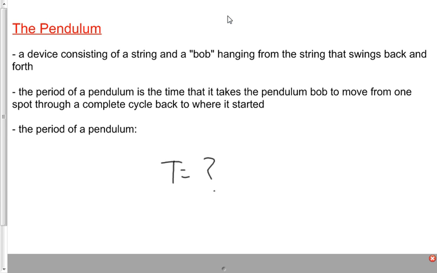Okay, what I want you to do is this. Come up with an idea that you think might affect the period of a pendulum. What influences how long it takes the pendulum to go back and forth? We'll come up with a list of a few things, and then we'll test them. Part of the room will test one thing, part of the room will test another thing, and we'll see what actually does affect the period of a pendulum, and then we'll come up with the equation from that.